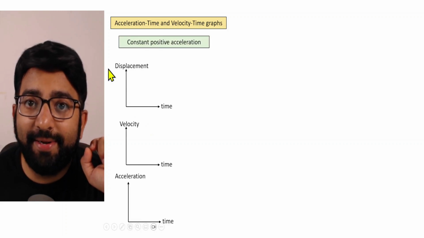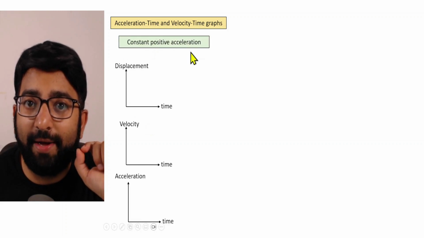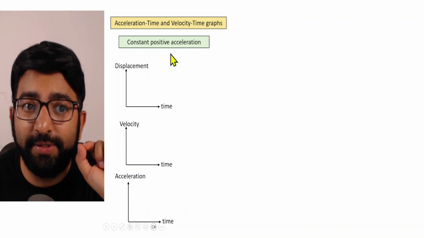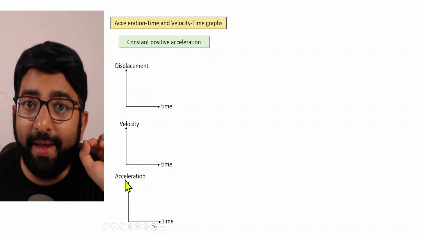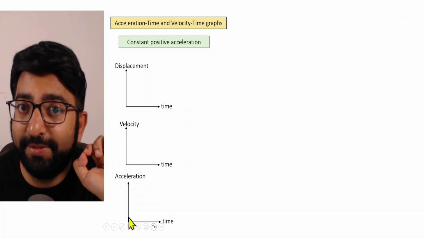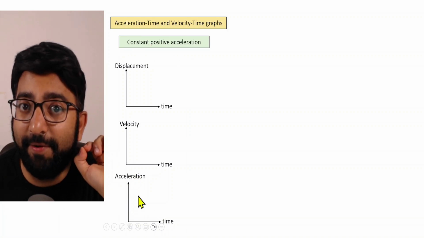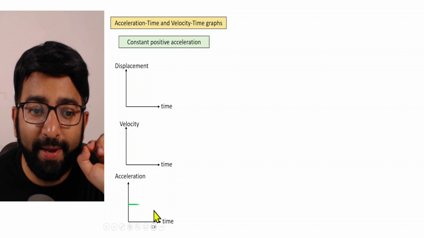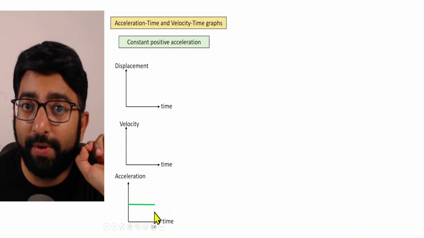Case 4. The particle is having a constant positive acceleration. How to draw the three graphs in this case? Since the acceleration is positive and constant, the acceleration time graph is easy to draw. The graph for acceleration will just be a horizontal straight line, but above the time axis since the acceleration is positive. Hence, the acceleration time graph will look like this.